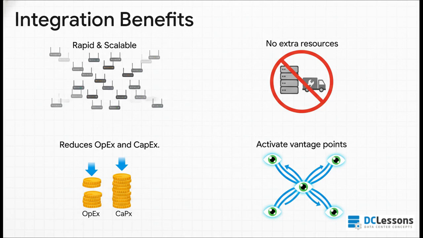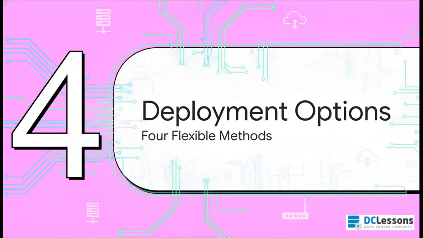Plus, you can easily light up these vantage points across multiple network paths to get a really complete, comprehensive view of your entire environment. Okay, so you're sold. How do you actually get these agents rolled out across your whole network? Let's take a look at the different ways you can do it, because there's actually a ton of flexibility here.